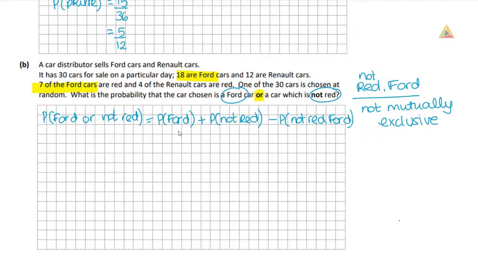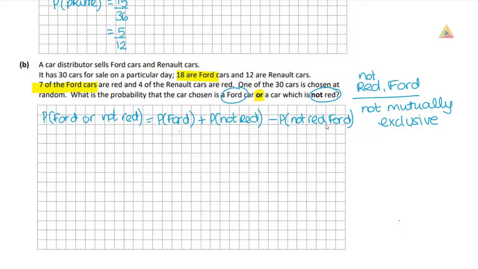When we calculate the probability of Ford, we're going to include all the not red Fords. When we calculate the probability of not red, we're going to include all the not red Fords. So we'll have counted them twice because they're not mutually exclusive. There is this overlap or intersection, so we're going to have to take away that part.